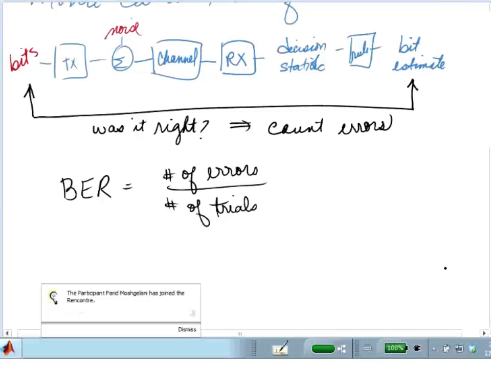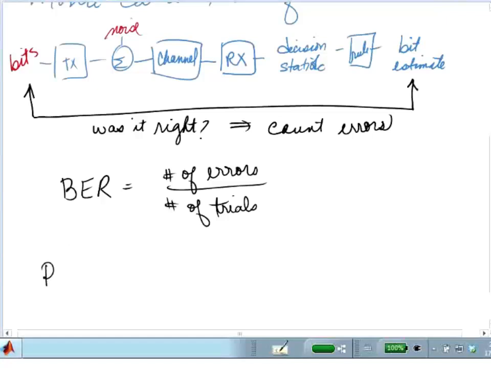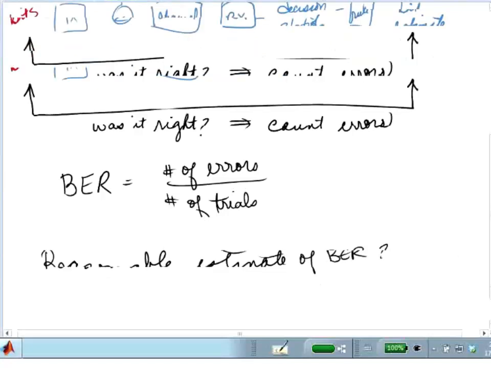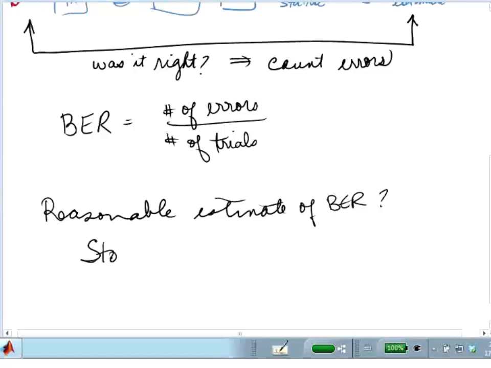Somehow that doesn't feel right. There's too much randomness in when that error actually happened. Is 10 enough? Is 100 enough? How do I know when I've gotten a reasonable estimate of BER? What's the criteria? And what we often talk about is a stopping criteria.